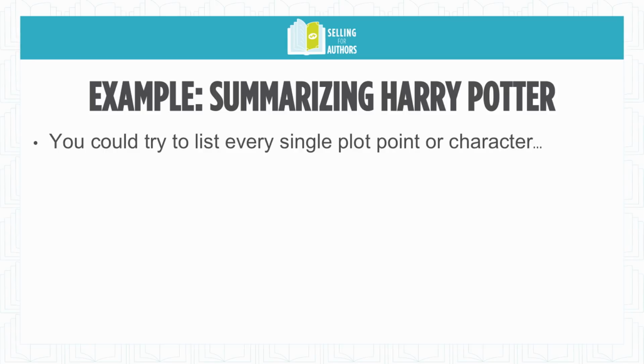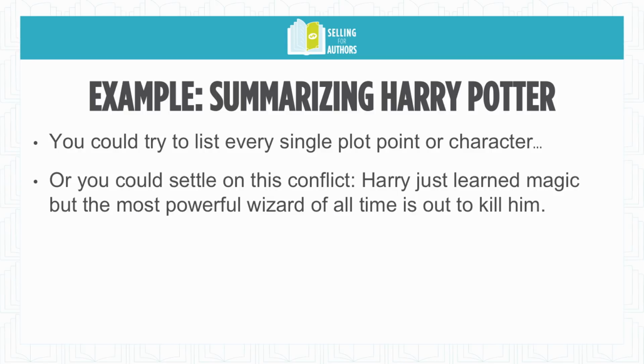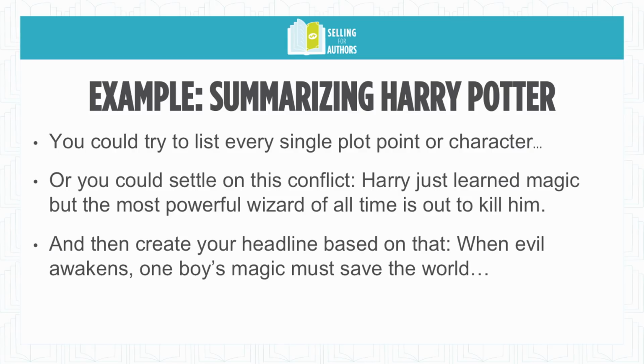Obviously, if you were trying to summarize all of Harry Potter, you could list out all of these plot points and all of these characters, but instead, you could focus on a single conflict. Harry just learned magic, but the most powerful wizard of all time is out to kill him. Pretty big conflict. Tough to choose something in the book or the series that is going to be bigger than that. And then you create the headline, which could be used as a hook for your book description, or an Amazon ad. When evil awakens, one boy's magic must save the world. So that was just based off of the conflict.